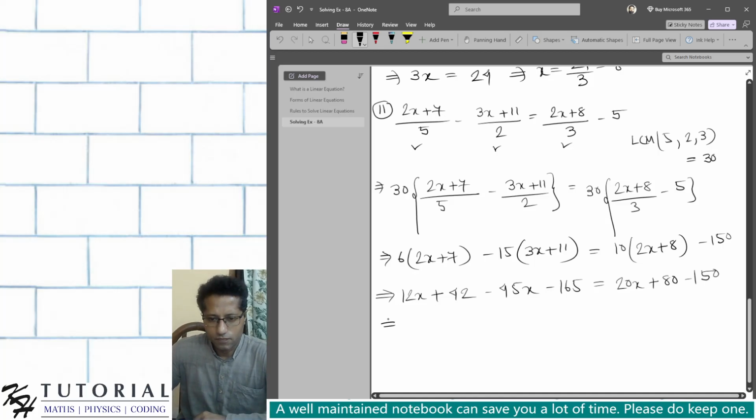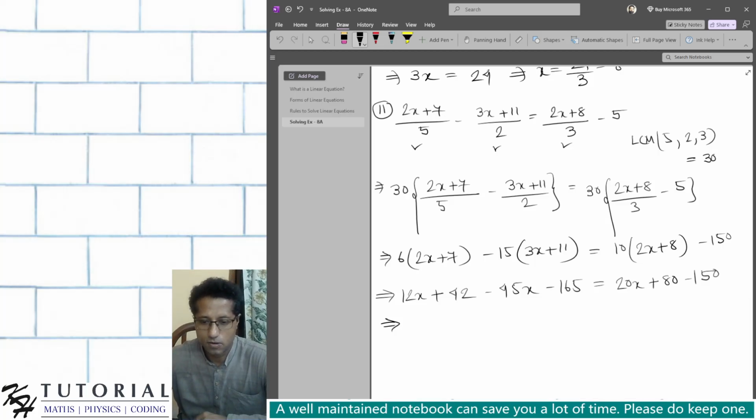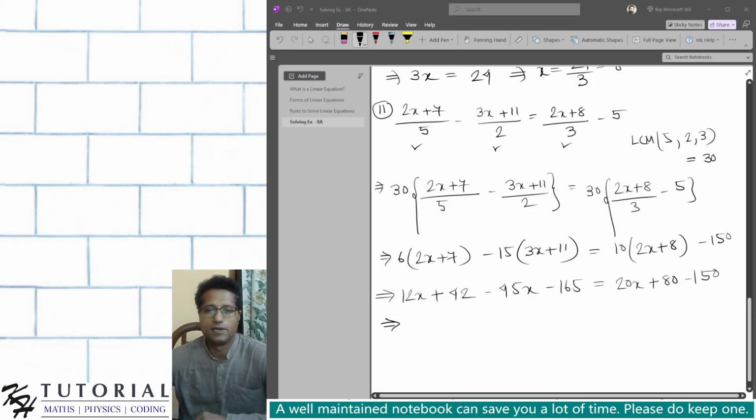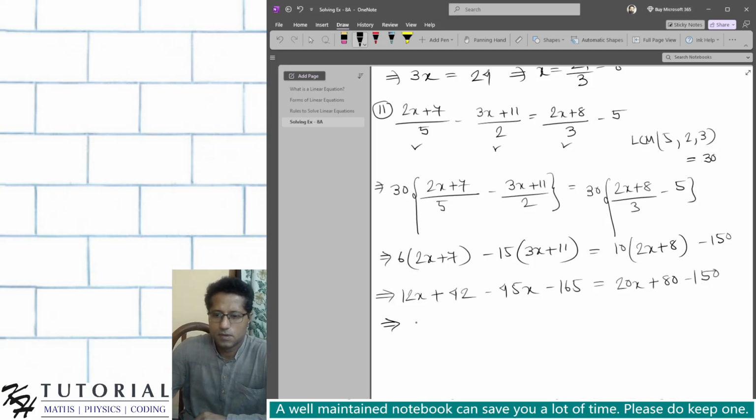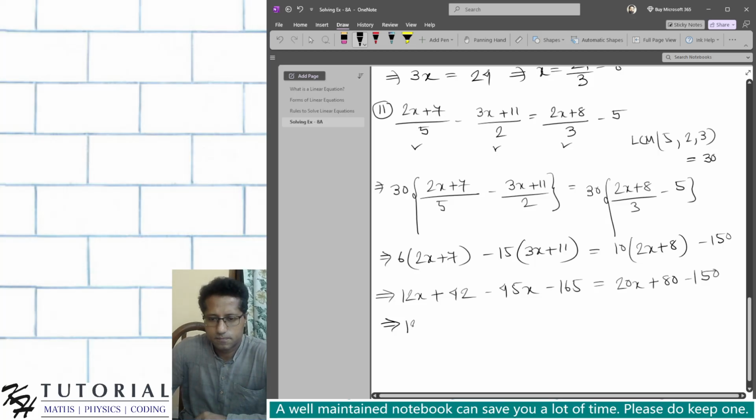Now we will have to do some transposition of terms, so that all the variable terms are on the left hand side, and all the constant terms are on the right hand side. And in doing so, we get 12x minus 45x minus 20x is equal to 80 minus 150 minus 42 plus 165.